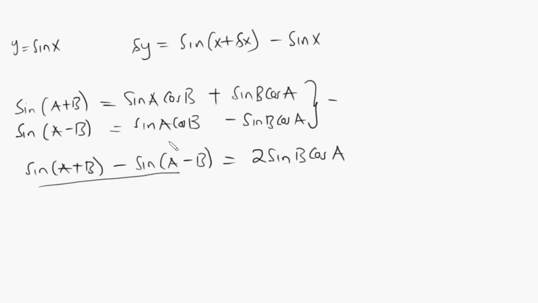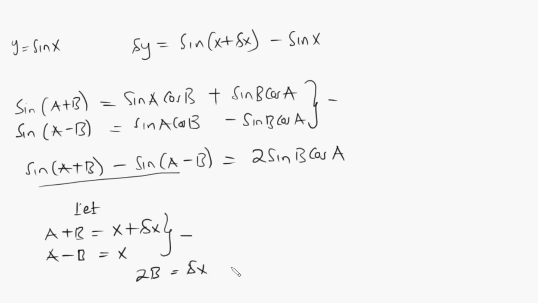Now this looks a little bit similar to the delta y expression, especially if I let a plus b be equal to x plus delta x, and a minus b be equal to x. Now I can find a and b in terms of these x's. If I subtract the bottom from the top, a minus a is 0, and this becomes positive. So I'll get 2b equals x minus x, which is 0, plus delta x. So my b now equals 1 over 2 delta x.